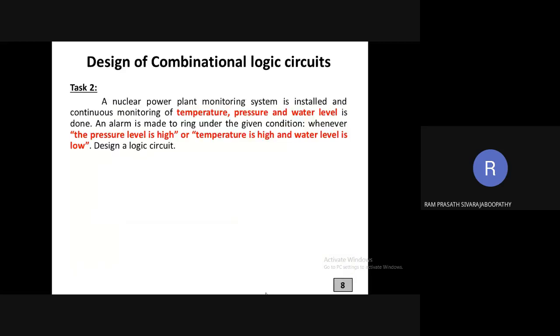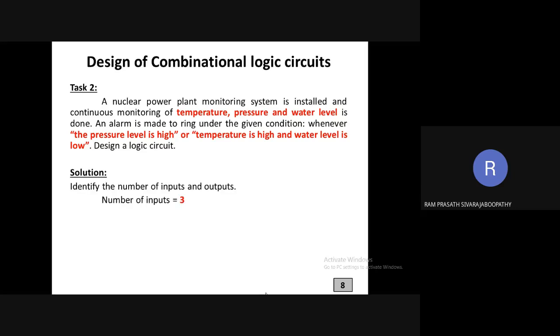Task 2 is the nuclear power plant. Consider a nuclear power plant monitoring system is installed. We are mainly focusing on temperature, pressure, and water level. An alarm is made to ring under the given condition. What is the condition? Pressure level high or temperature high, water level low, like the previous one. So how many variables are we having here? 3 variables. Very good.